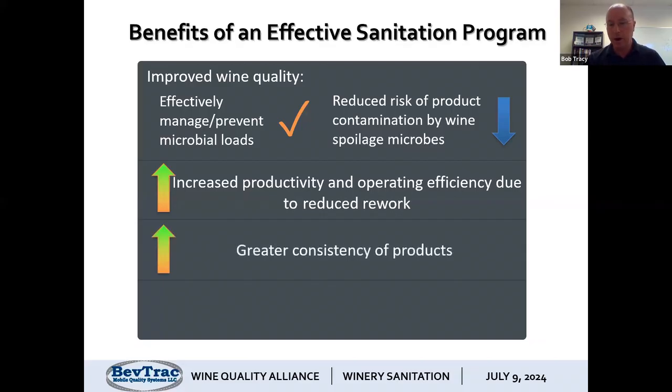Greater consistency of products. You won't have as much variation in your products. This is one of the things that I see quite a bit: if there's a lot of contamination in wines, you can have inconsistent products. Some will be fine and some will have spoilage. Reduced environmental impact. If you're doing effective sanitation practices, you don't need to use as many cleaners and sanitizers. And so you're not sending as many cleaners and sanitizers out into the environment.